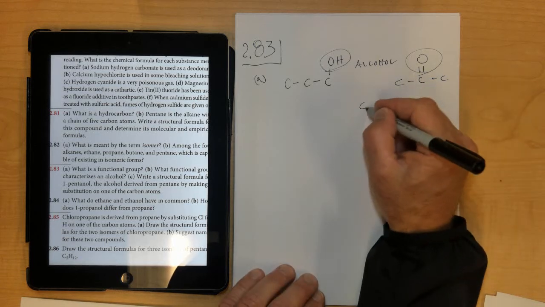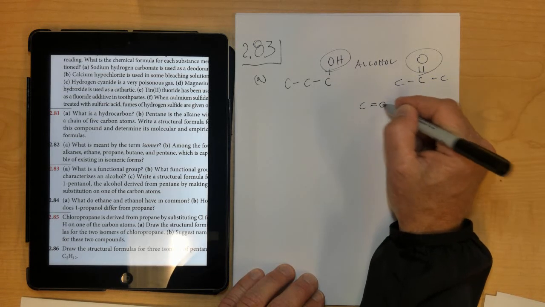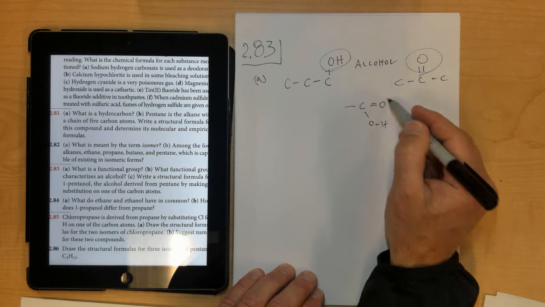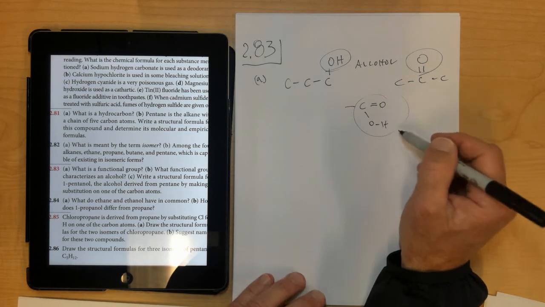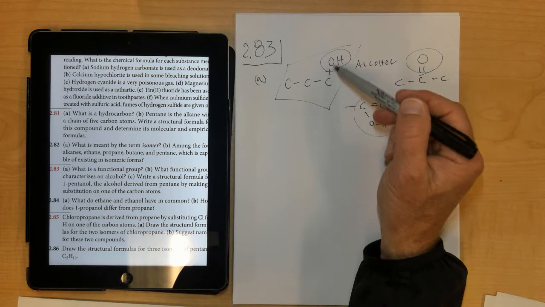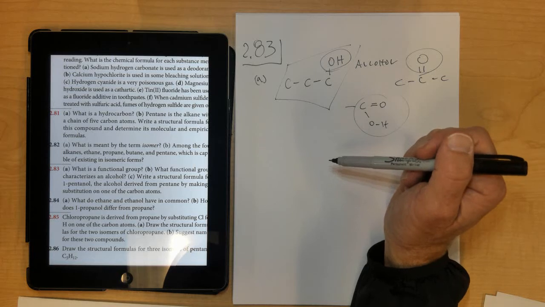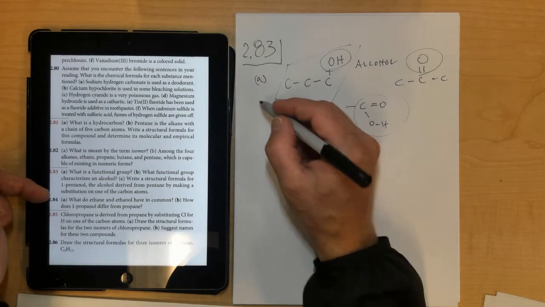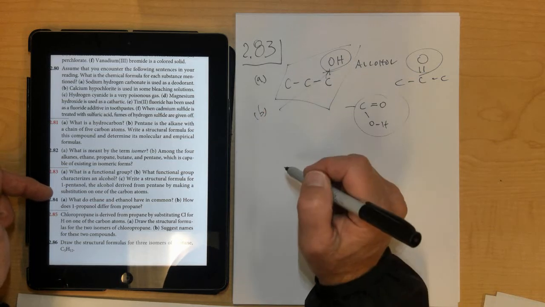Another example is a C double bond O and then an OH coming off of a carbon group. This is what makes something be an organic acid. Now, the one you need to know currently in chapter 2 is the OH group, the functional group that makes something be an alcohol. What functional group characterizes an alcohol? In letter B, I just told you, OH.